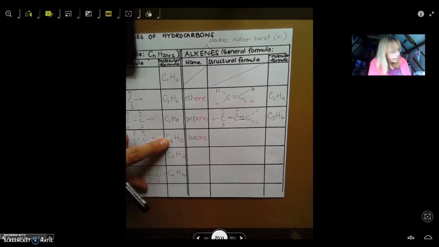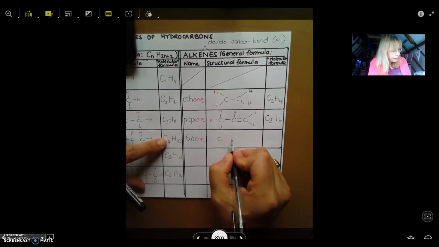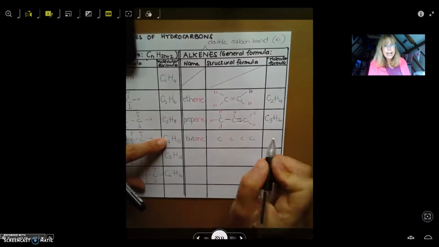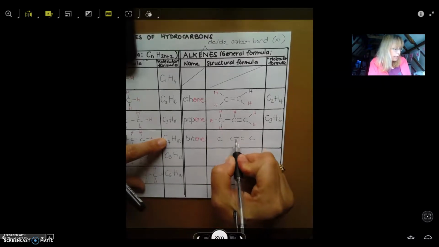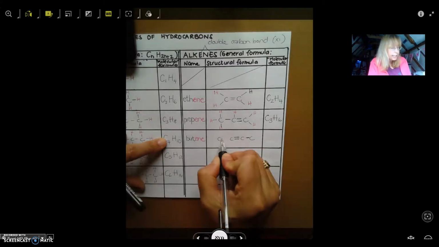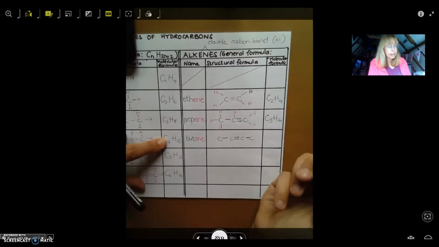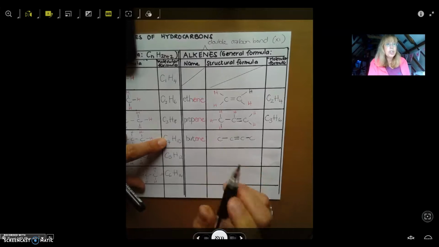Okay, so I'm going to have my 4 carbons, and somewhere, anywhere, I need a double bond. I just feel like putting it in the middle. So the others are going to have a single covalent bond. Now it's just about counting, okay? And this is how you know that you're right.